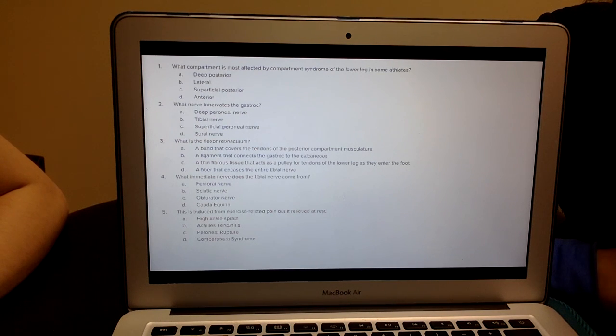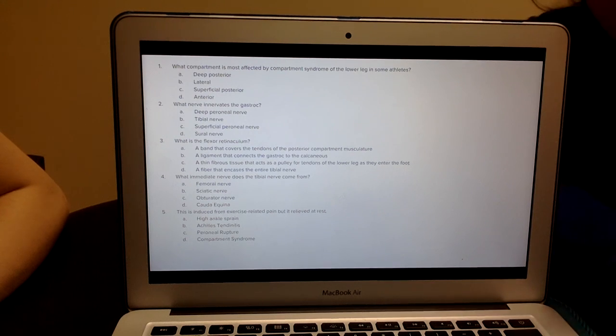Number 3, what is the flexor retinaculum? A, is it a band that covers the tendons of the posterior compartment musculature? B, is it a ligament that connects the gastroc to the calcaneus? C, is it a thin fibrous tissue that acts as a pulley for tendons of the lower leg as they enter the foot? Or is it D, a fiber that encases the entire tibial nerve? And the answer to that is C.